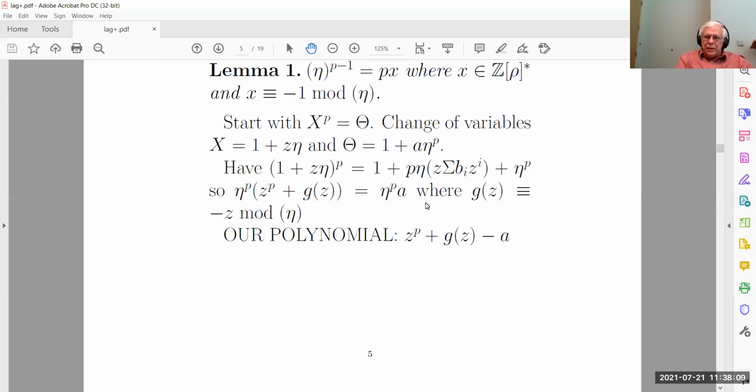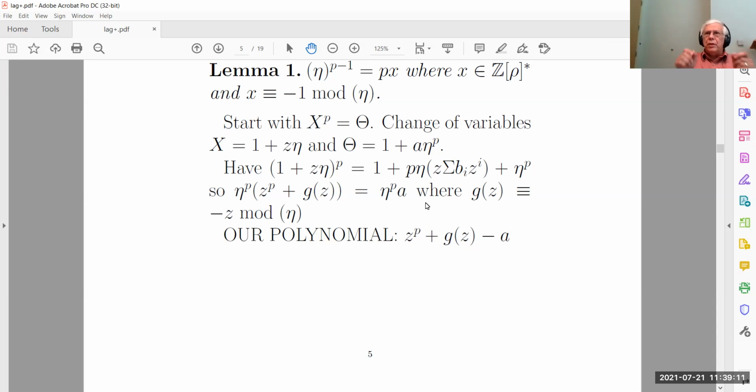All right, so now I'll start with the Kummer extension, x^p equals capital Θ. I'm going to change variables so that x is 1 plus zη, and capital Θ is 1 plus aη^p. And I'm going to write down the equation x^p equals Θ. What you get, when you cancel whatever you can, is that z^p plus this polynomial g(z) equals η^p times a. And because of what I just said about x in Lemma 1, g(z) is congruent to minus z mod η. So our polynomial, the generalized, lifted Artin-Schreier polynomial, is z^p plus g(z) minus a. And if I go mod η, that's just z^p minus z minus a. All right, so that's our polynomial, and the fact is that it does the job for us.